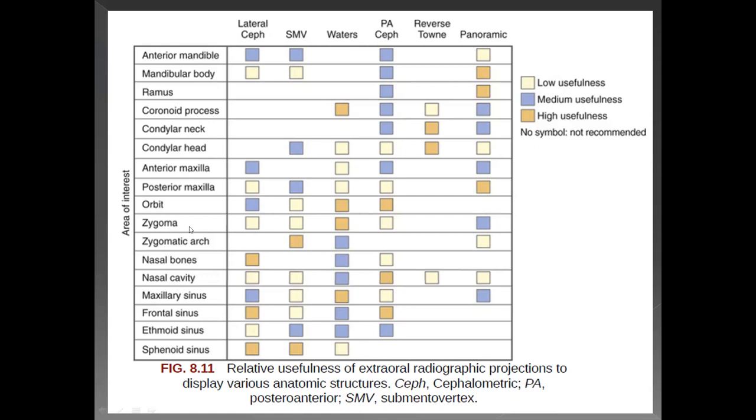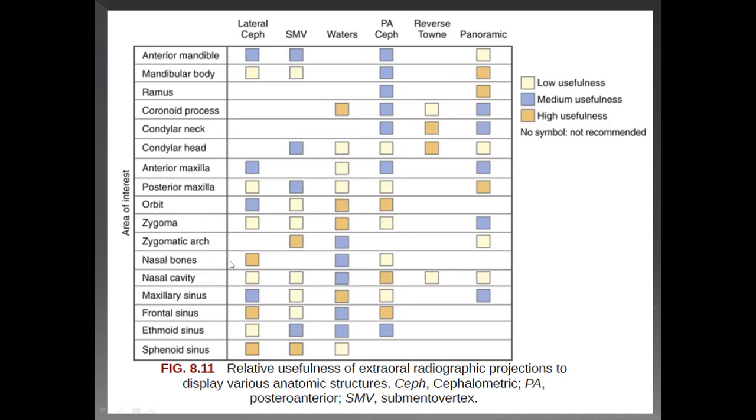When it comes to evaluating the zygoma, two X-rays are very useful. Your OPG offers you medium usefulness, but the Waters view is the best one. It gives you a high amount of diagnostic information when you're evaluating the zygoma. When it comes to the zygomatic arch, only the SMV or submental vertex view is the best one, and the Waters view gives you a relatively medium amount of information. It may tell you the fracture is there, but again, you won't get a good idea of which direction the displacement is present.